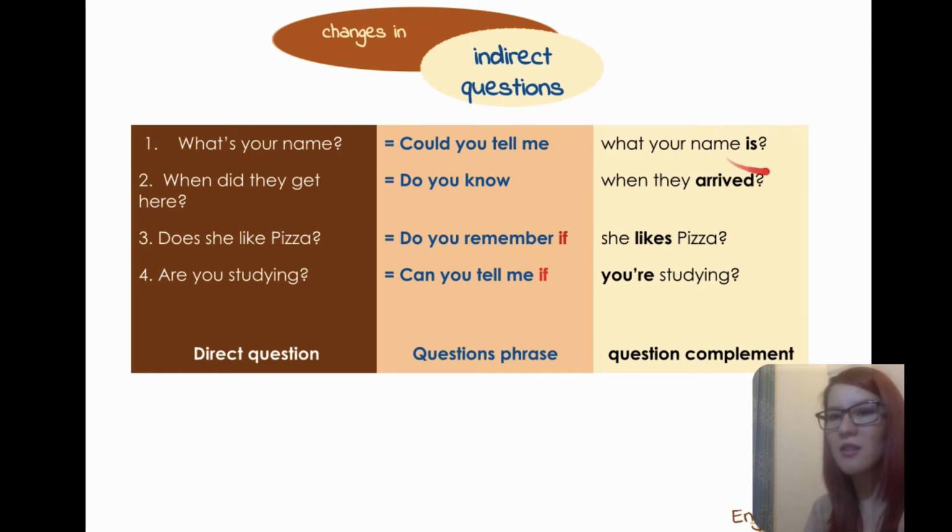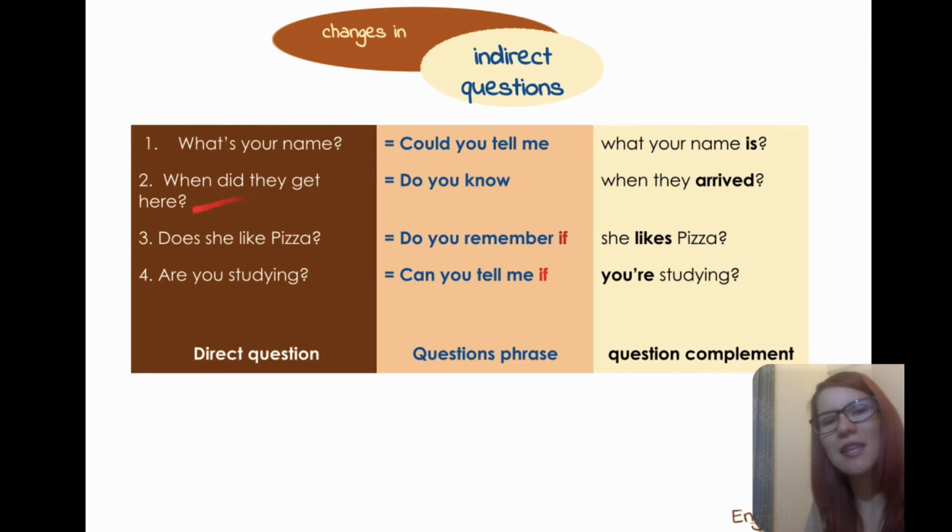What your name is. So as you can see, we change the word order from a typical subject verb inversion to moving the verb after the subject, that is your name, so that it sounds like a regular sentence. Same thing in number 2.